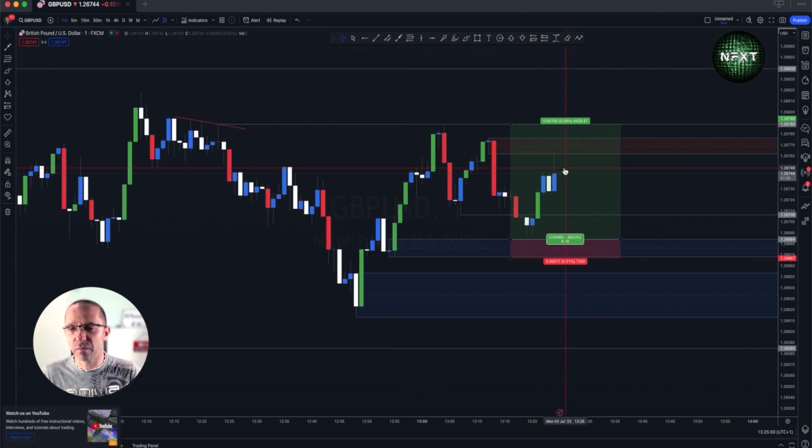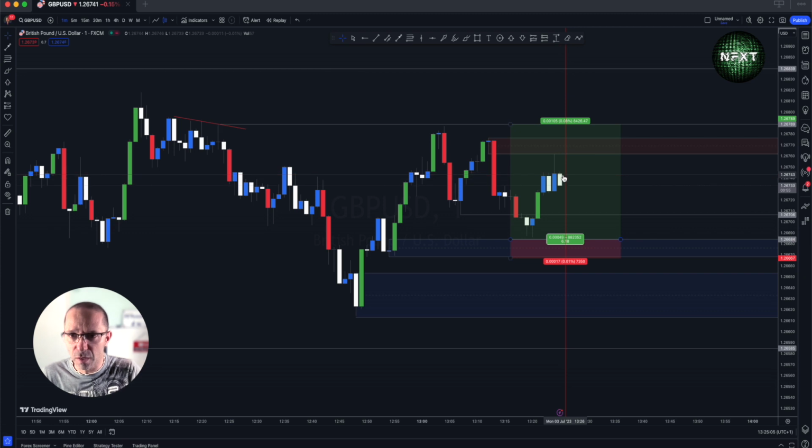And currently we've just opened up again. It's a bullish close candle. No reason yet to see the market fall, but we could see a drop down from here out of this area of supply.